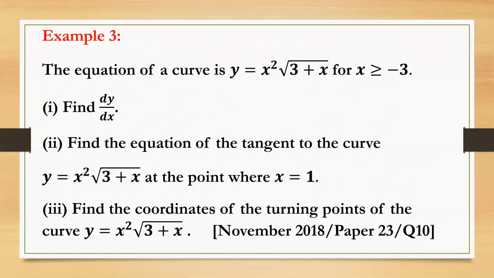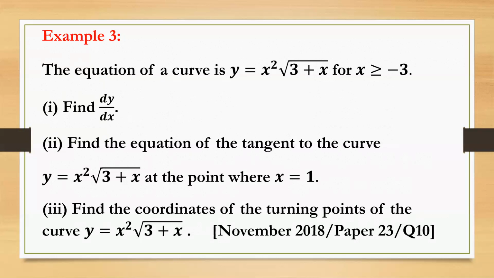The equation of a curve is y equal to x squared, square root of 3 plus x, for x greater or equal to negative 3. The first part, you need to find dy by dx. The second part, you need to find the equation of the tangent to the curve at the point where x equal to 1. And the third part, you need to find the coordinates of the turning points of the curve.